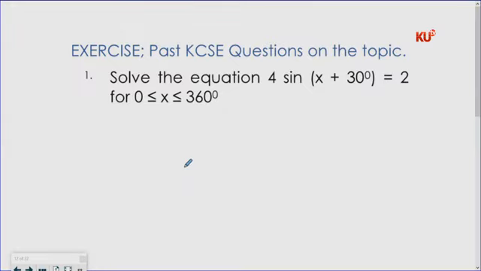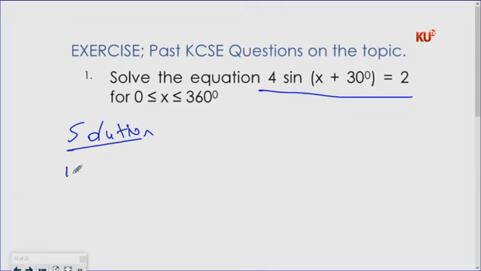So let's work out this one, learner. Solution to this. We are focusing on this particular equation. So the equation here is 4 sine into brackets x plus 30 degrees is equal to 2. Remember the range is from 0 degrees to 360 degrees. Very good.